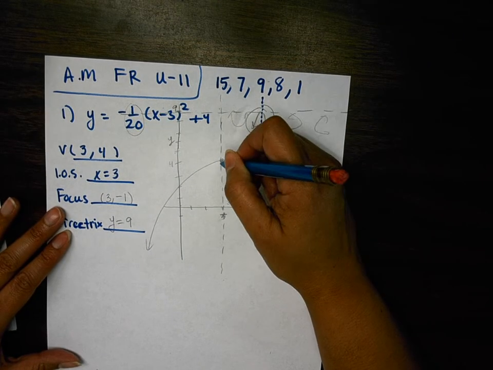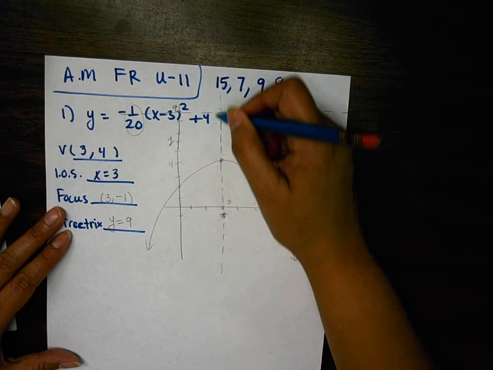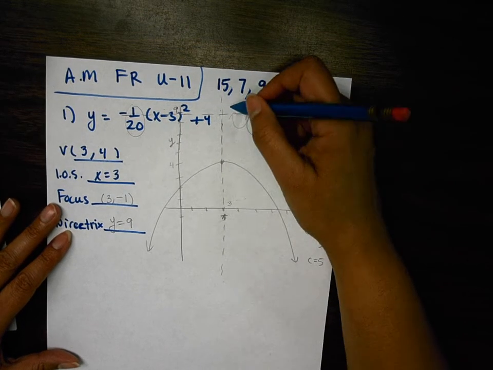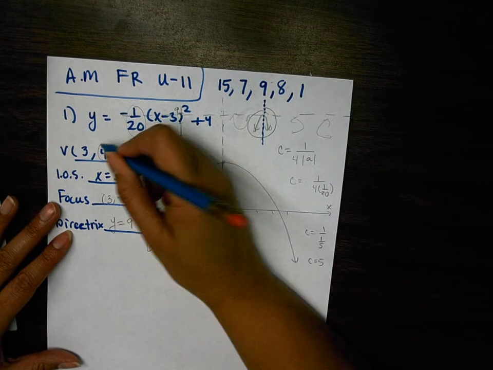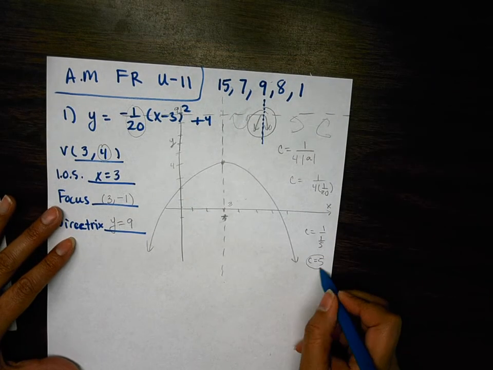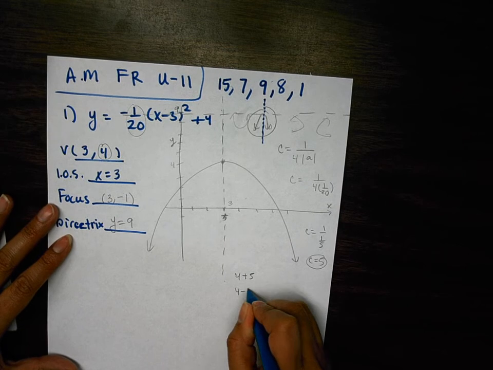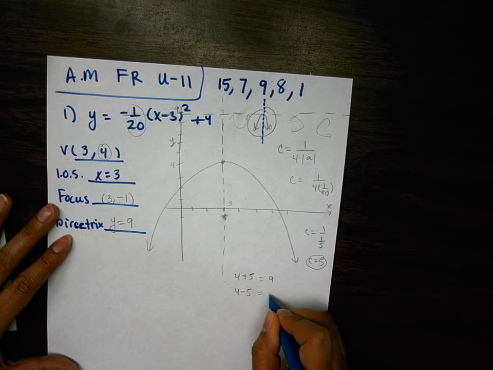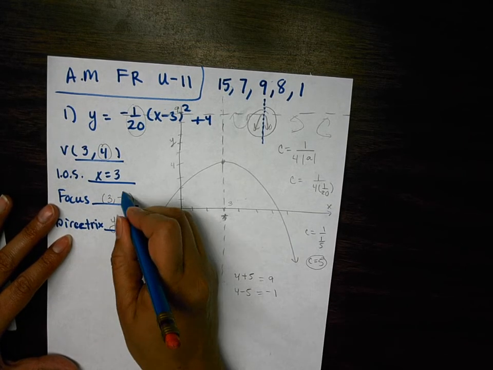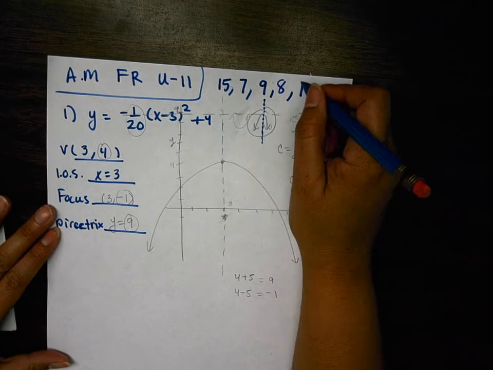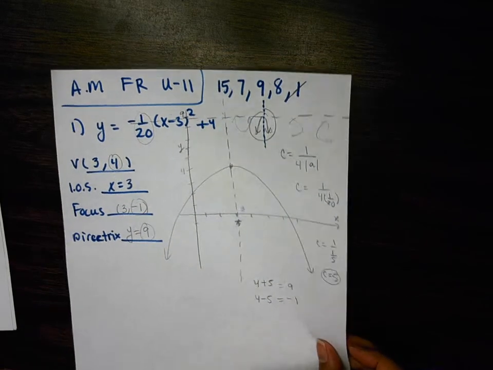Really quick, we've talked about this before. When you're going up and down, do you agree I went up and down for my focus and directrix? When I go up and down, what value is changing? Y. And how far up and down did I move? 5. So if you did 4 plus 5 and 4 minus 5 as a double checker, you get 9 and -1. You just have to know where those two numbers go. Yes. Okay. Questions on number 1?